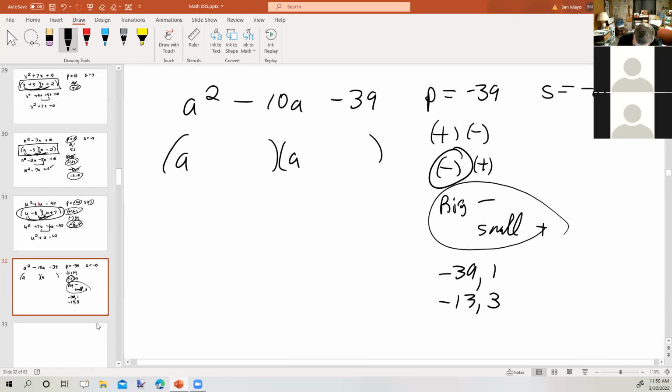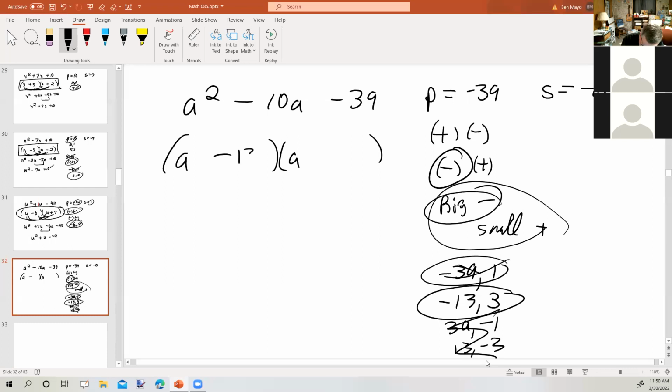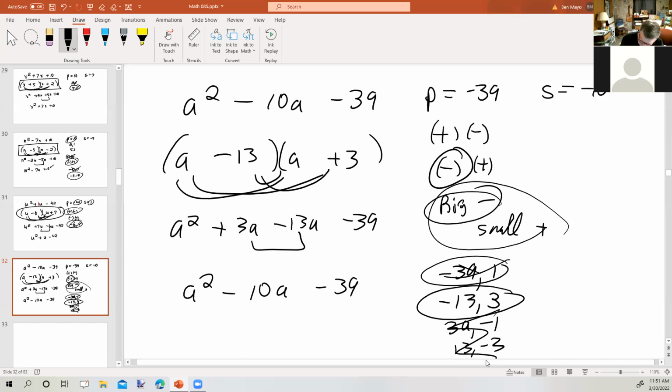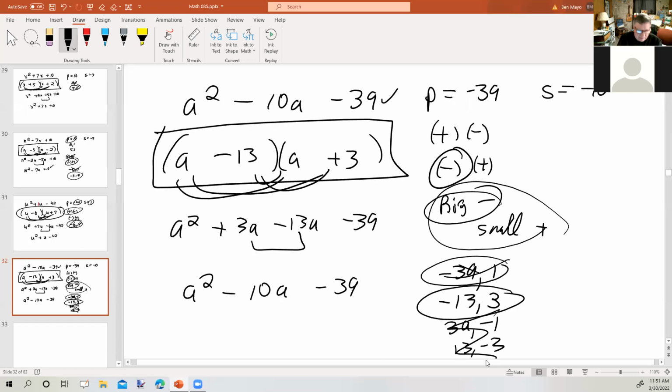Or I could go 39 and negative 1 and 13 and negative 3. But remember, we determined that the bigger number had to be negative. So let's see, that would give me a sum of negative 38. That would give me a sum of negative 10. So there you go. A squared plus 3a minus 13a minus 39. Combining like terms, a squared minus 10a minus 39. It checks, so there is the answer.